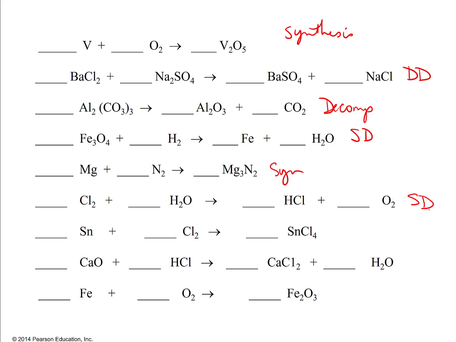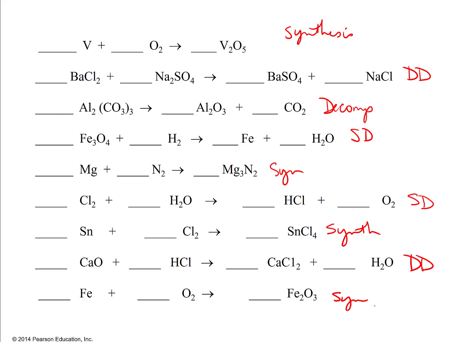Next one, synthesis. Calcium oxide plus HCl makes calcium chloride and water. That's a double. So notice I have 2 reactants, 2 products. Both of them are compounds. So they're double swapping, so that's a double displacement. And then the last one, synthesis.